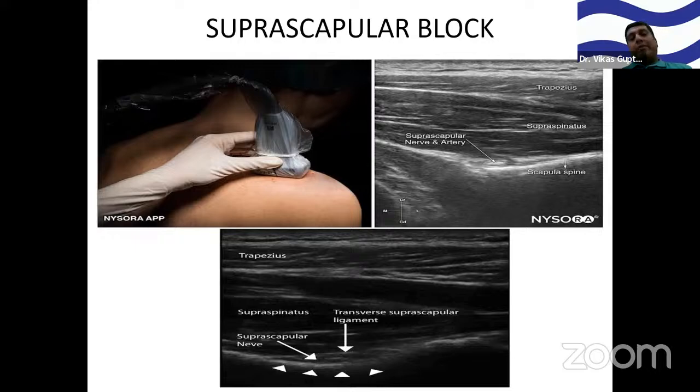Five to eight ml, or 5 to 10 ml, of ropivacaine is enough for blocking the suprascapular nerve, and it will be useful for shoulder surgeries like arthroscopic shoulder surgeries and humerus nailing. It is also useful for frozen shoulder and chronic interventional pain management.